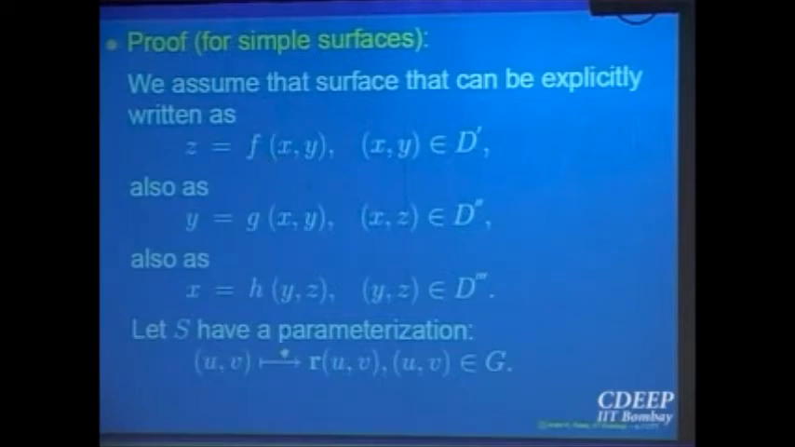So let us give S a parameterization, because we want to compute the surface integral. The first step in computing a surface integral is to give a parameterization for the surface. So (U,V) goes to R(U,V), U and V belonging to a region G, right? Once you are given a parameterization, what is the next thing you want to compute? For the surface integral, the normal you have to compute. Otherwise you cannot compute the integral. So let us compute the normal.